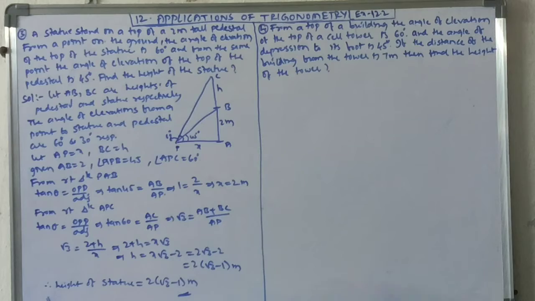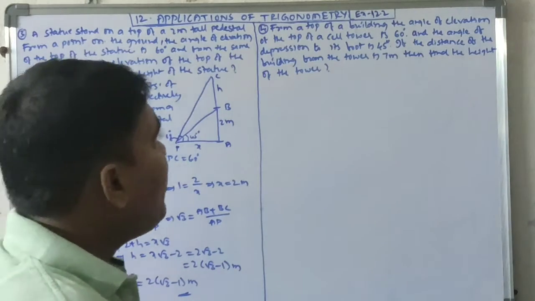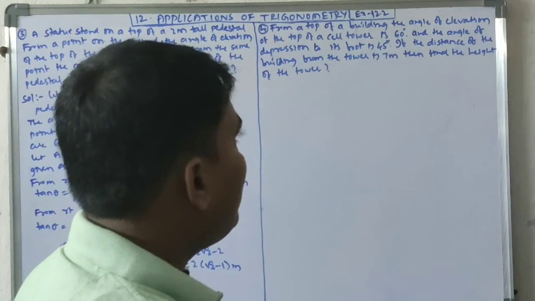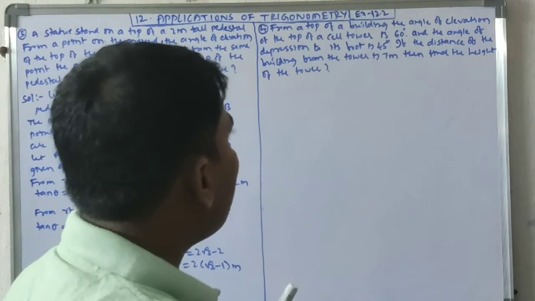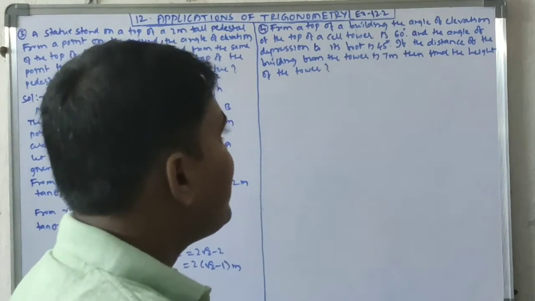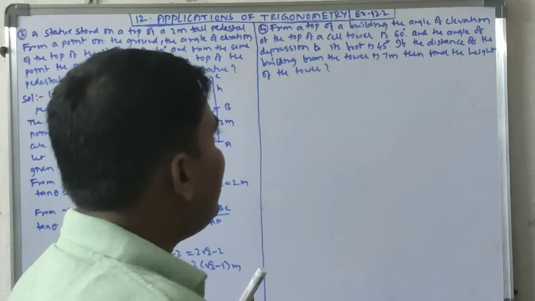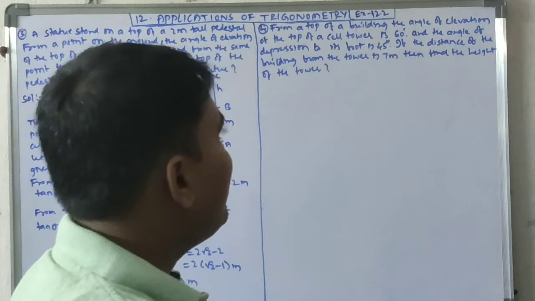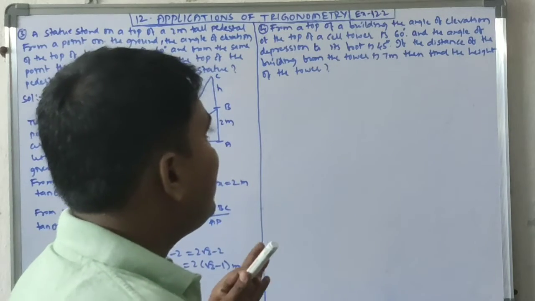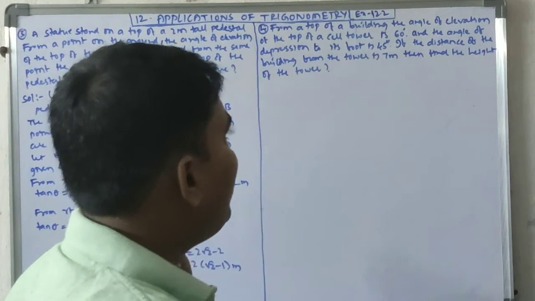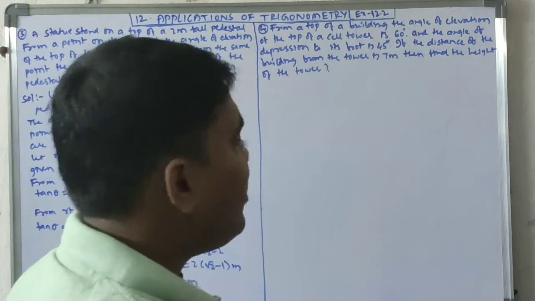From the top of a building, the angle of elevation of the top of a cell tower is 60 degrees and the angle of depression to its foot is 45 degrees. If the distance from the building to the tower is 7 meters, then find the height of the tower.